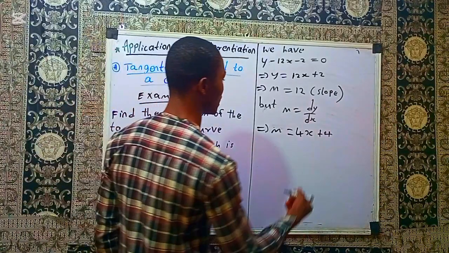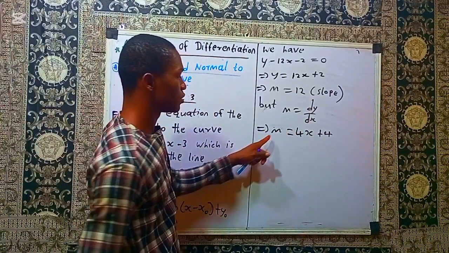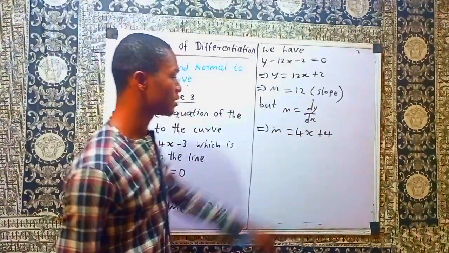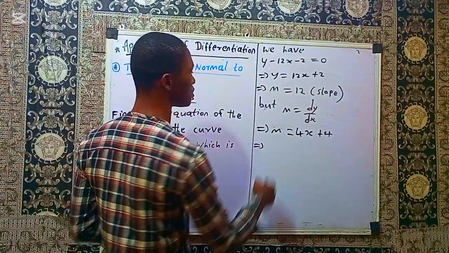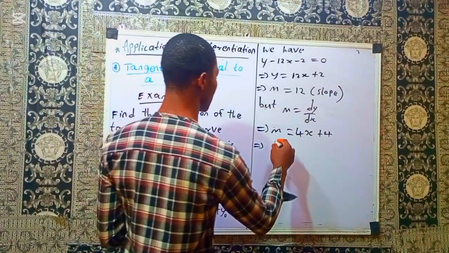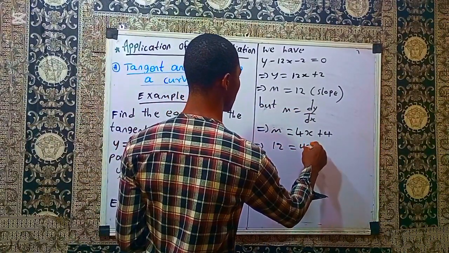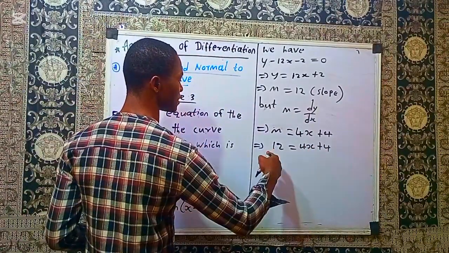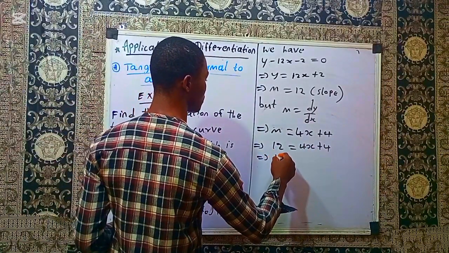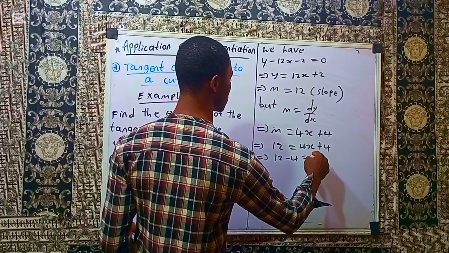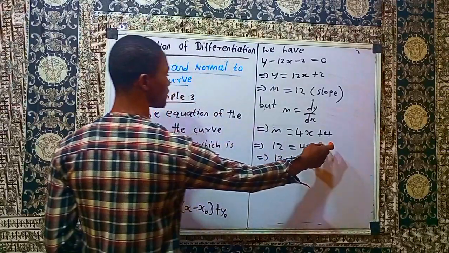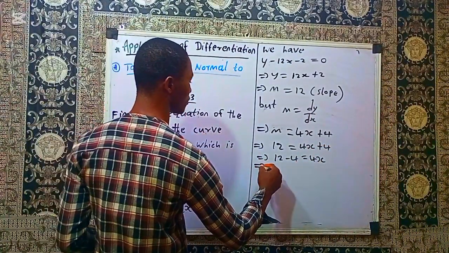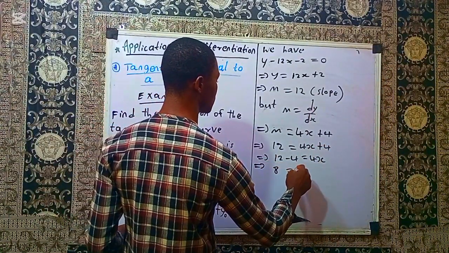So this is what we got here. So derivative, our m is what? The slope is change in y over change in x, which is this. So what is m? 12. This implies that 12 is equal to 4x plus 4. If you move 4 to this side, it implies 12 minus 4 equals 4x. If you move this 4 to this side, it changes to negative. So 12 minus 4 will give you 8.